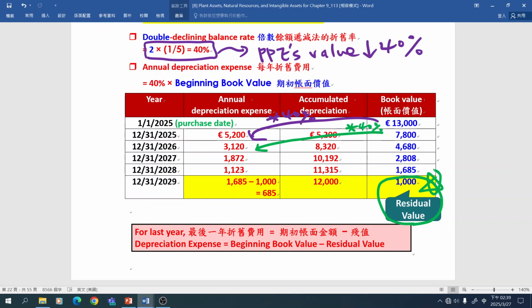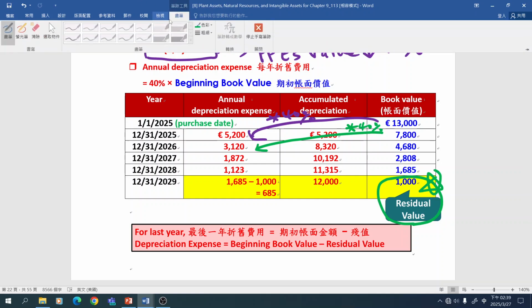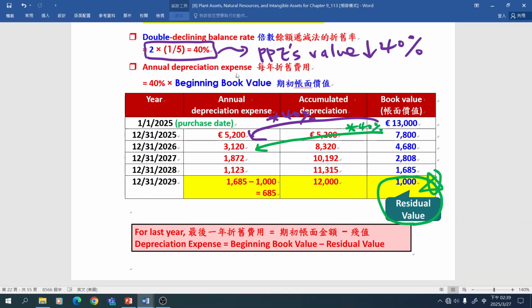But for this method, you cannot get 1,000 based on the formula. So this method is quite special. Last year is not based on the formula. I know this one should be 1,000. Based on this 1,000, I figure out the other two. So with this method, you should be careful. Based on residual value, you have to use residual value to get the other two numbers.